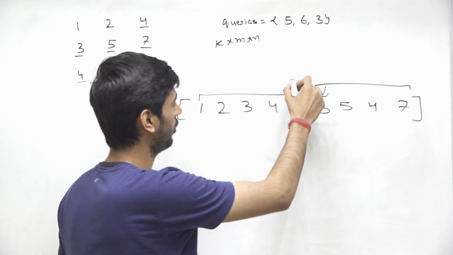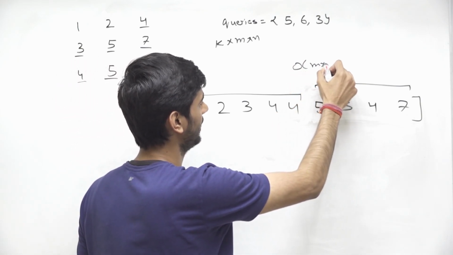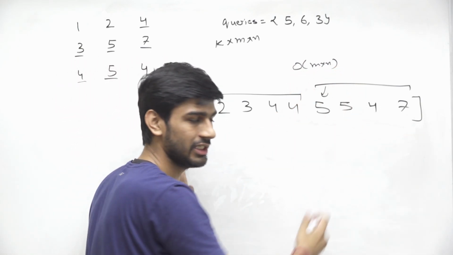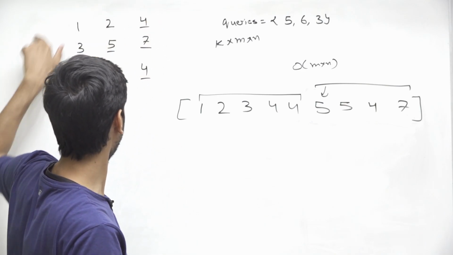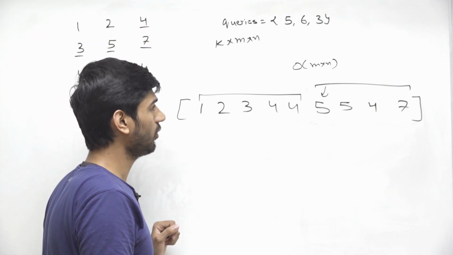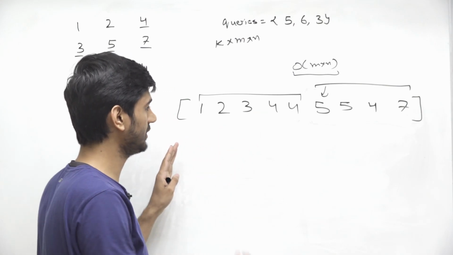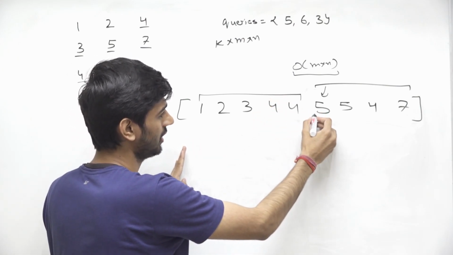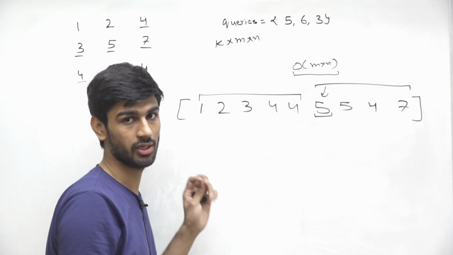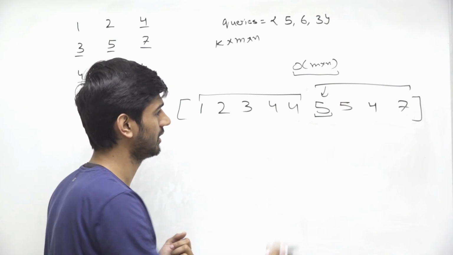But that will take order of m into n time in the worst case, because the size of this sequence will be m into n, since we are considering all the elements of this matrix. Okay. Now can we optimize on this? Right now we are iterating and finding the first occurrence of an element having value greater than or equal to this particular value. So can we optimize this thing?